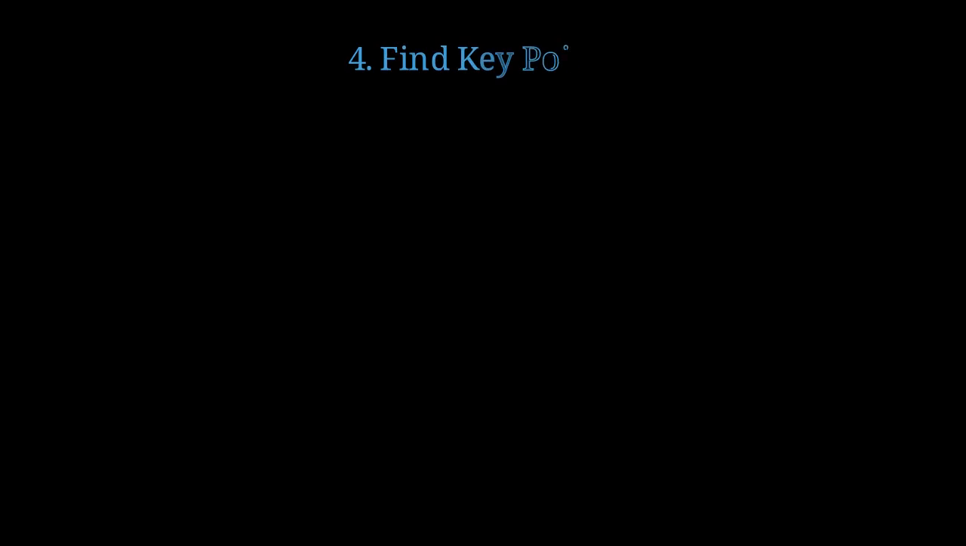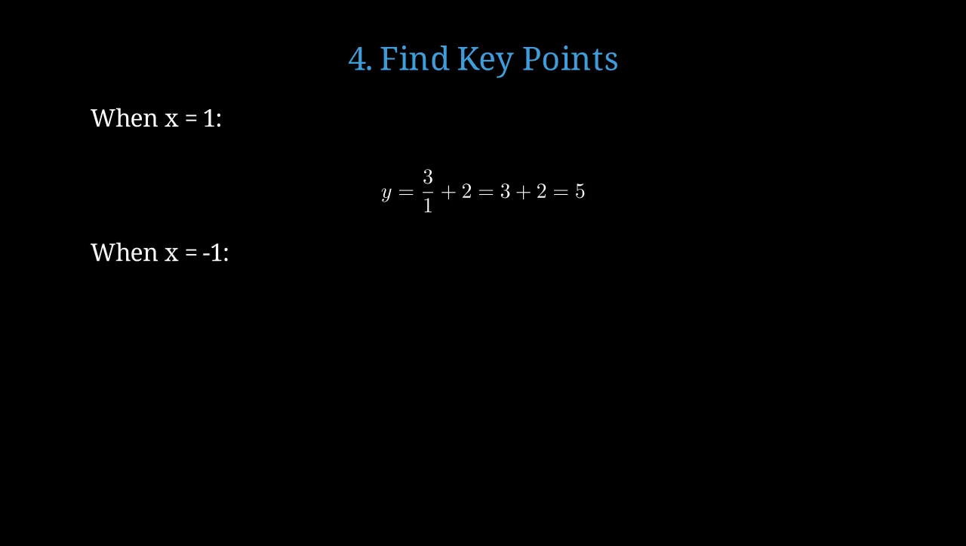Let's find some key points to help us sketch the curve. First, let's find the y value when x equals 1. When x is 1, y equals 3 over 1 plus 2, which equals 5. Now let's find the y value when x equals negative 1. When x is negative 1, y equals negative 3 plus 2, which equals negative 1.